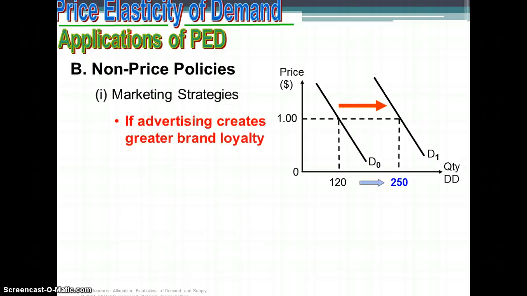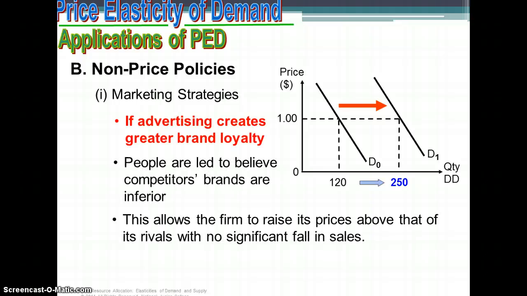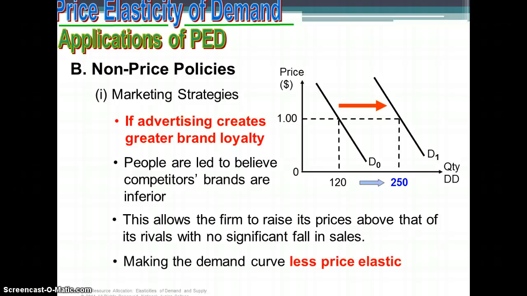However, if advertising is able to create greater brand loyalty, what will happen? The people will believe that the competitors' brands are more inferior, and therefore what happens to the demand curve? It will become more price inelastic. Let us look at the changes. The demand curve will increase. Subsequently, after some time, when the advertising creates greater brand loyalty, it becomes more price inelastic.